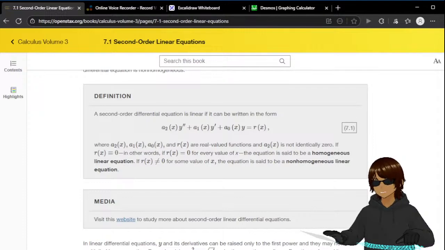Why is it represented like this? If R of x is equal to 0 for every value of x, can't they just say if R of x is equal to 0? If R of x is not equal to 0 for some values of x, the equation is said to be a non-homogeneous linear equation.